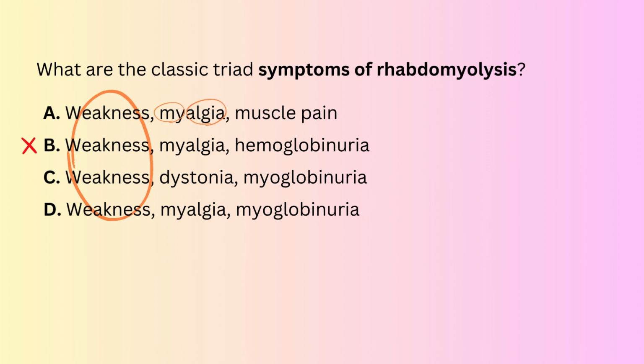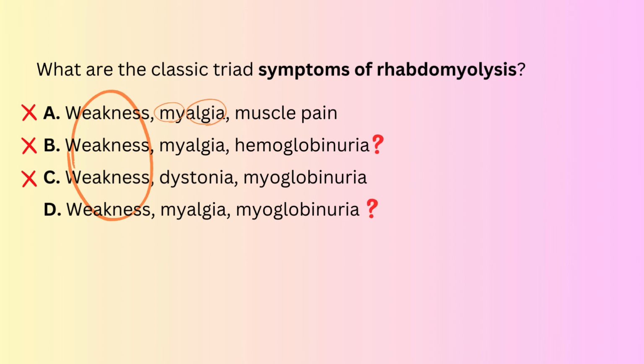Yes, it is. Rhabdo is the breakdown of skeletal muscle cells, so it is not uncommon to have muscle pain. So we can rule out choice C and also choice A because it says muscle pain, which is repetitive. So we have B and D left. Is it hemoglobinuria or myoglobinuria?